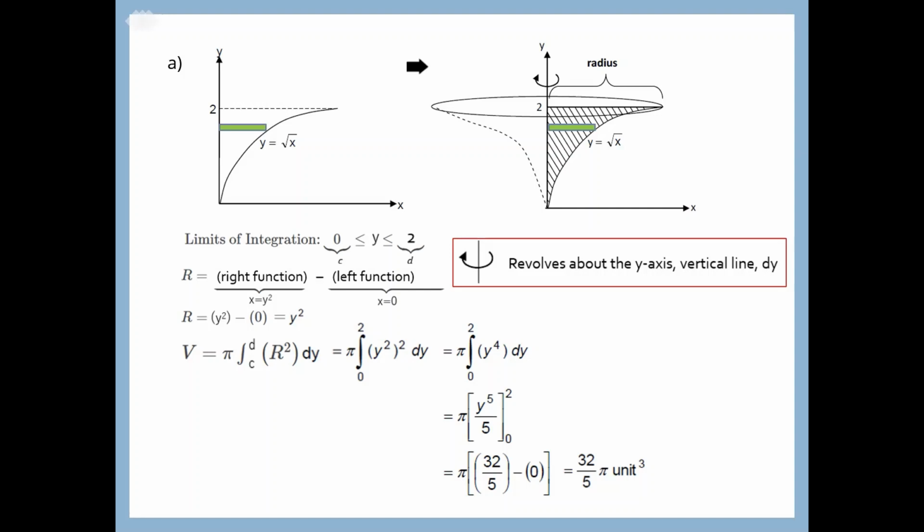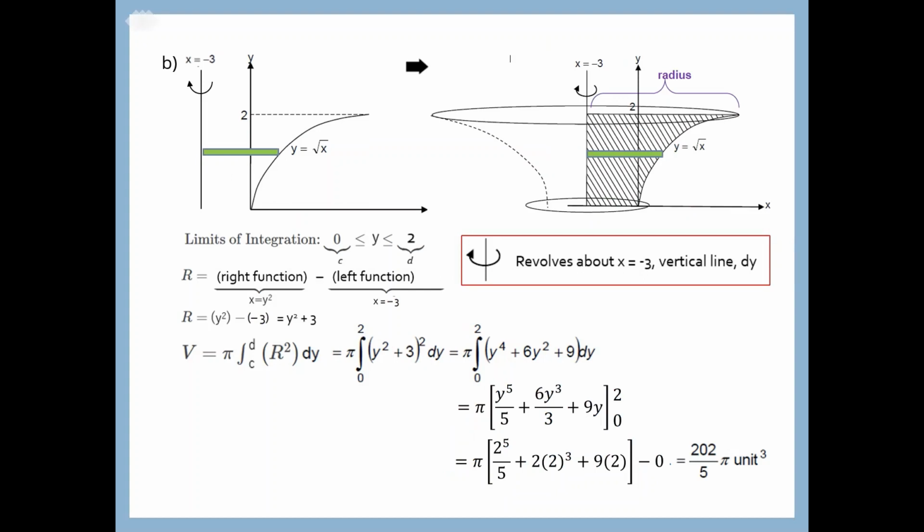As the rotation is about the vertical axis, by applying the disc method, the volume is equal to the integration of pi r squared with respect to y from 0 to 2. Integrate y to the power of 4, which is y to the power of 5 over 5. Substitute both limits of integration into the answer and simplify. You will obtain 32 over 5 pi units cubed as the final answer.